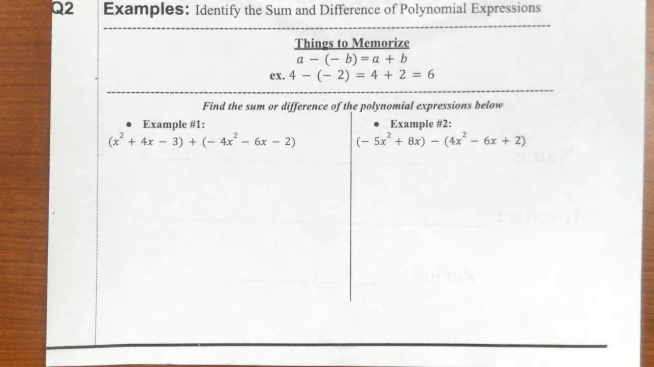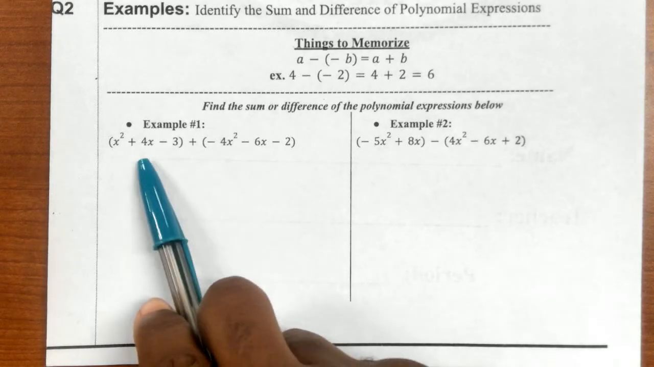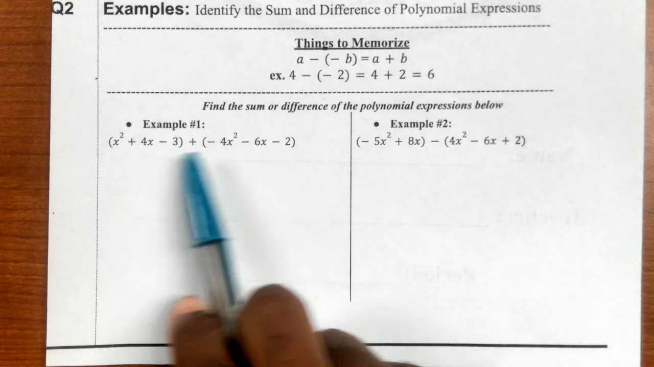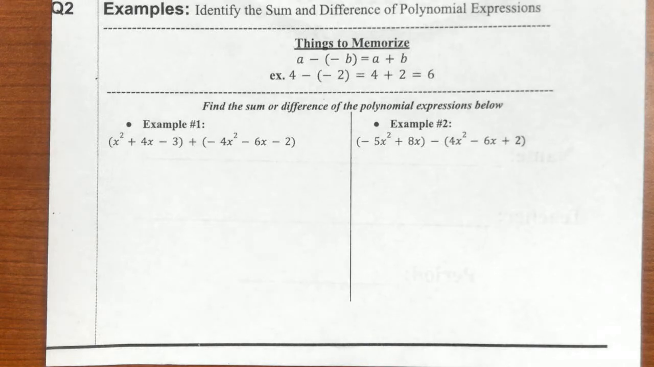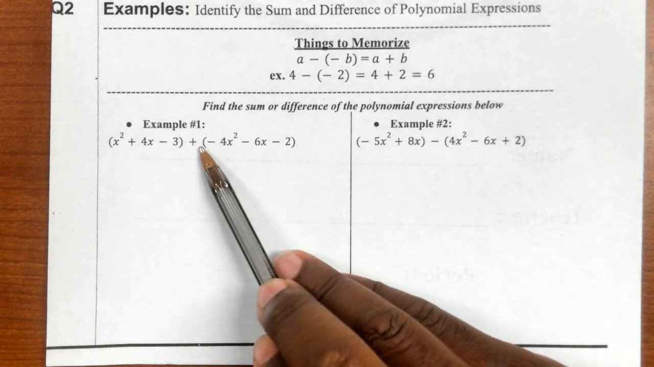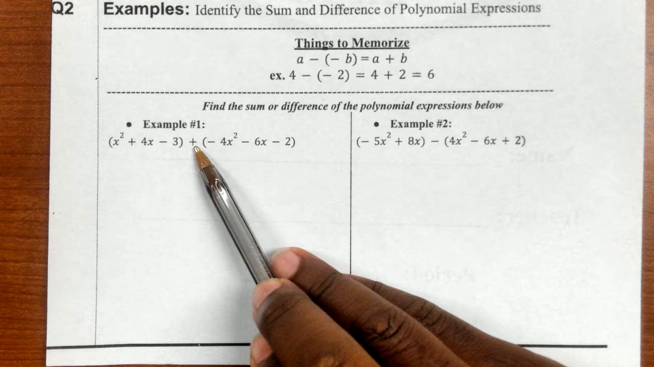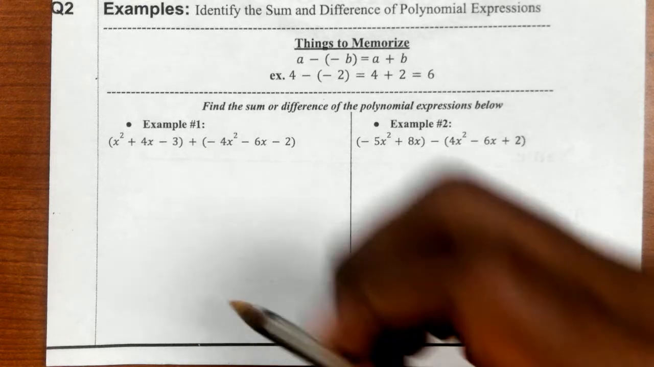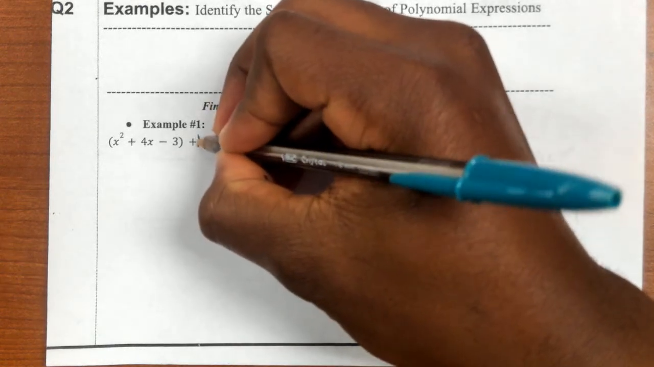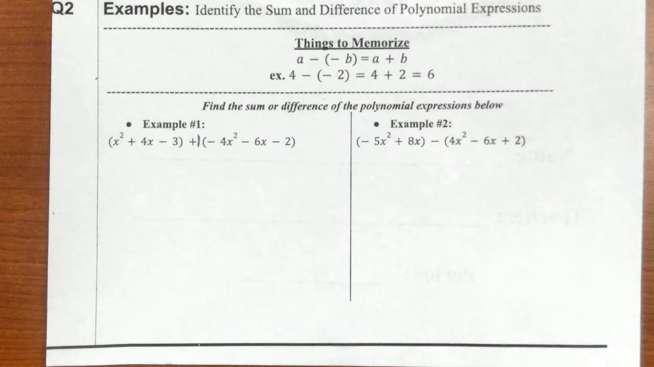Question number 2 wants us to identify the sum and difference of a polynomial expression, okay? So essentially, we need to find the sum and the difference of both of these things that we see in the parentheses. In front of this parentheses right here, whenever you see a positive sign, we can assume that there's a positive 1 in front of this parentheses, okay?